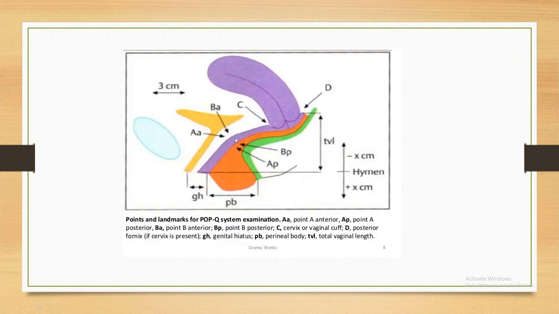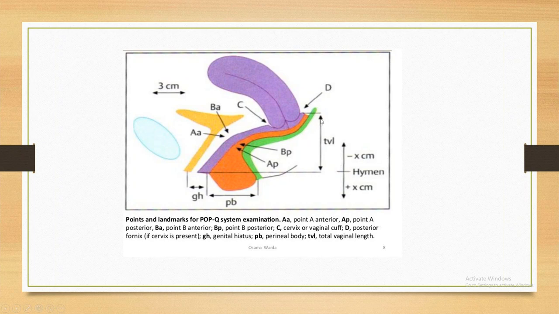Now to tell you all the points. This is the AA, 3 centimeters proximal to the hymen. This is the normal position when the uterus is in the normal position and all things are in proper anatomical location. BA will be the same, and AP and BP will also be the same. Now C is the point of the cervix. D is the point of the posterior fornix.